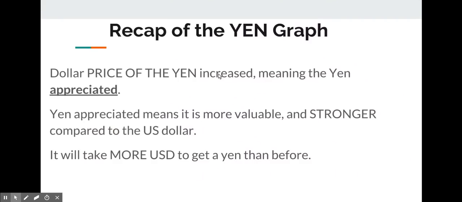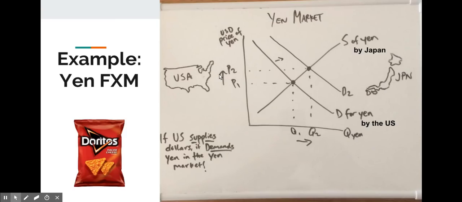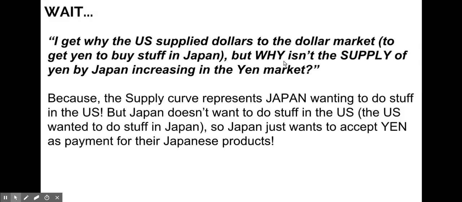So this again is just a written out recap of what I just said. It takes more dollars to get a yen than it did before, and we can see that going from price 1 to price 2. So this again is just a breakdown of why I picked the specific curve instead of the other, the reasoning there. So you can take a pause and read that here.